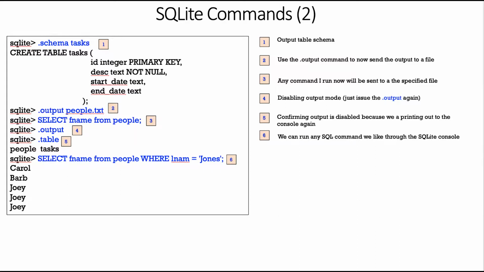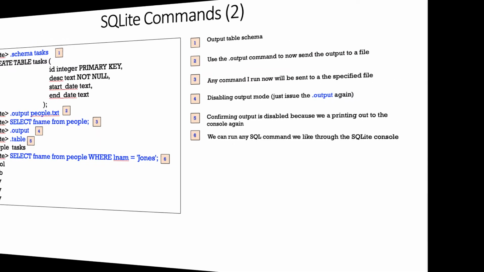And now if I do a .table, it's going to return back to our console. You see the output, people, and tasks. We can also issue any number of SQL commands, like this one, select FName from people where LName is Jones, and you see the output here. If you wanted to collect that in our file, we simply go back into .output, specify the file you'd like to collect the data in, and now instead of returning to the console, it'll go to that file.